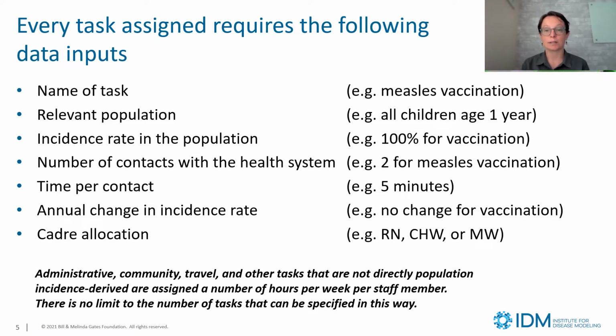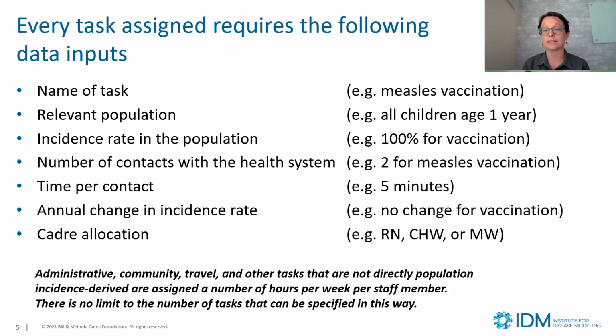So the core of the model is the task list, and all of the tasks have these input parameters for them, and so you need to specify all of these before you run the model. You start with the name of the task, the relevant population, and the incidence rate. The population and the incidence rate will be used to calculate how many people in a given year receive the service. So for example, with measles vaccination, that should apply to all children under age 1 year, and then 100% of those we would target for vaccination.